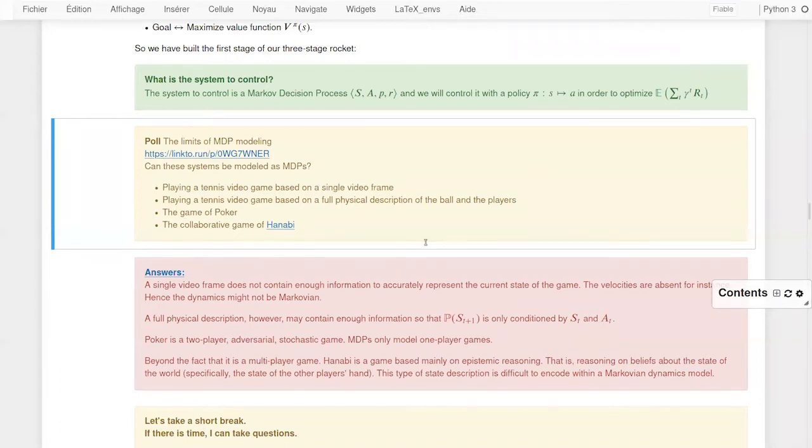Great. Okay, so I'll mark it as solved. Thank you. How is tennis not adversarial and not stochastic? Oh, tennis is adversarial and stochastic too. But yeah. So being stochastic is not a problem for being an MDP, but you're right. Being adversarial is a problem too. I should have written in my example, playing tennis against a bot that always does the same thing.